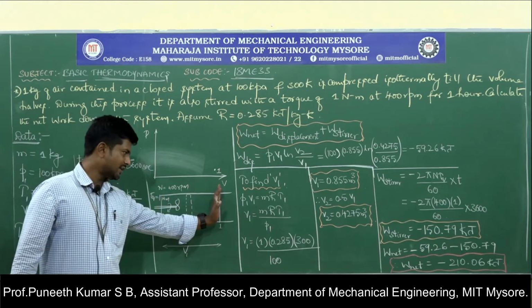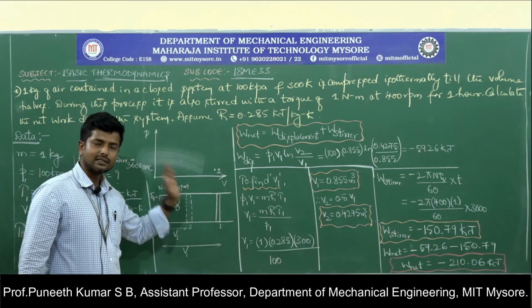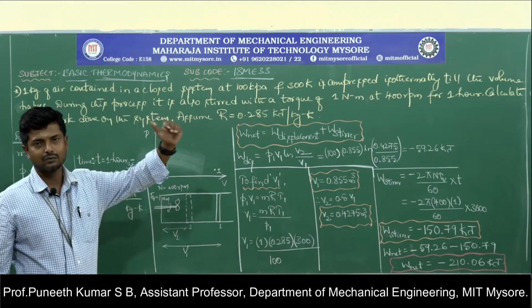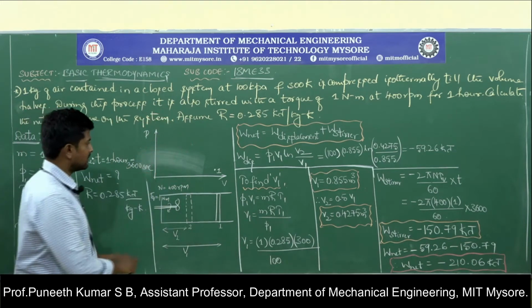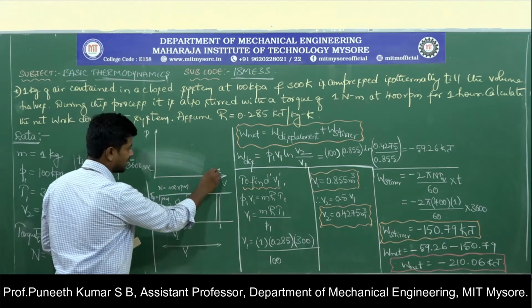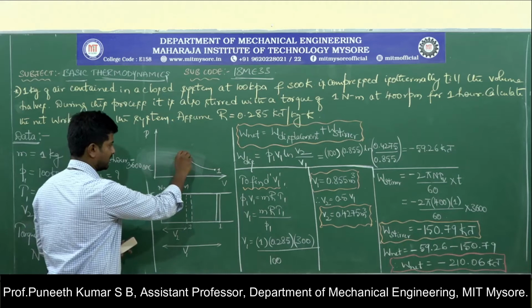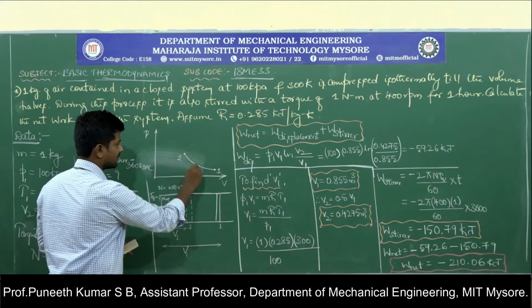Once the compression takes place, it is very clear that the pressure also rises. Why? Because the volume is reducing. So the pressure will be much higher, and the curvature of the isothermal process looks in this fashion.